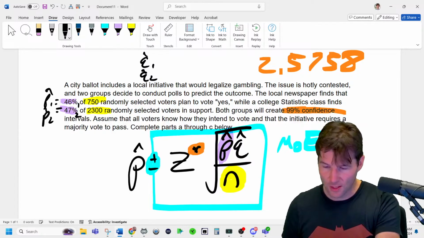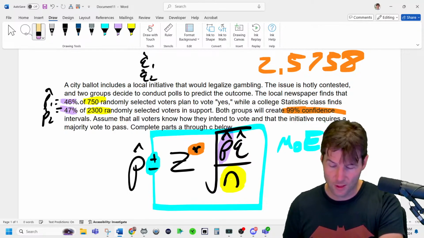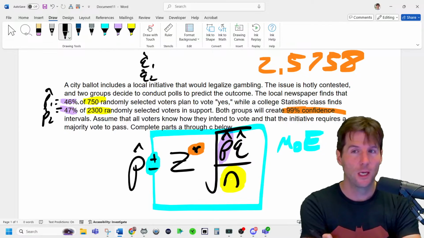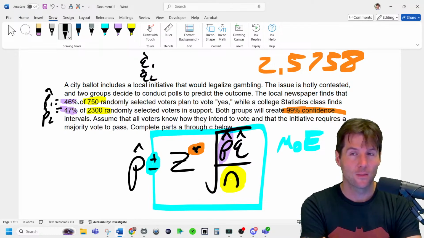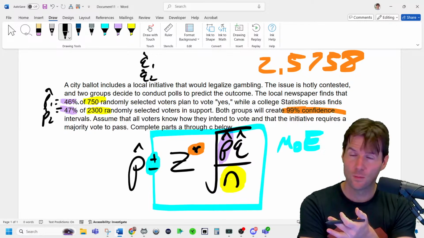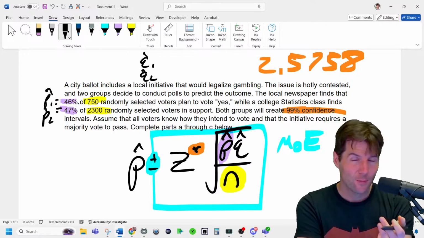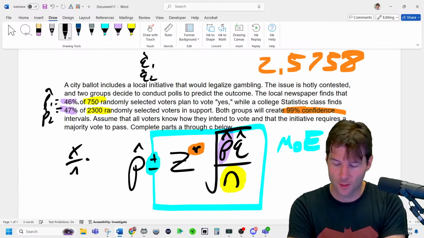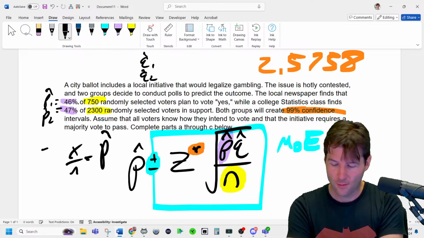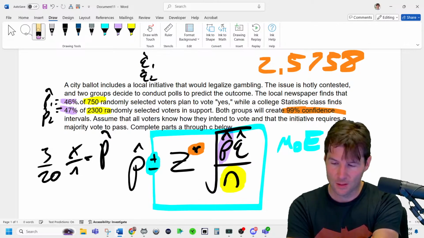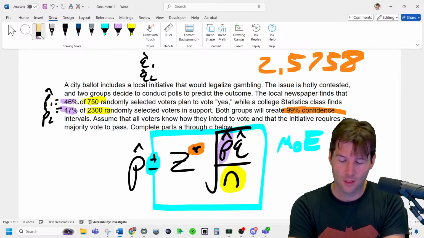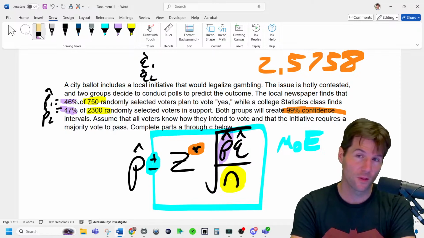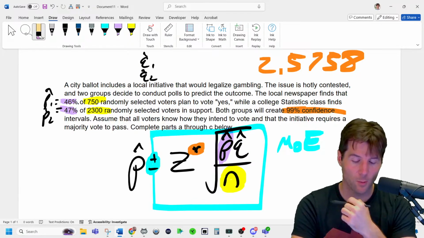P-hat is the proportion that conform to what you want to understand. If you're interested in whether people own bunnies, maybe 3 out of 20 people own bunnies, so x over n equals p hat. 3 out of 20 people own bunnies, 15% of people own bunnies, expressed as a decimal, 0.15.